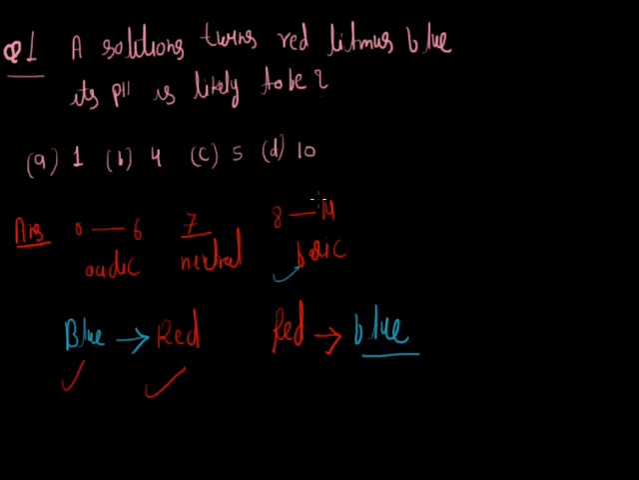Now, according to the options, the answer should be D, that is, the pH will be 10. So the right answer is D. If a solution has pH greater than 7, then it turns red litmus to blue, since the nature of the solution becomes basic. Now the next question is question number 2.